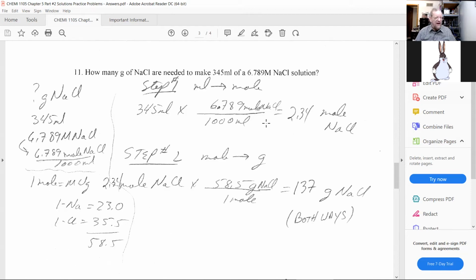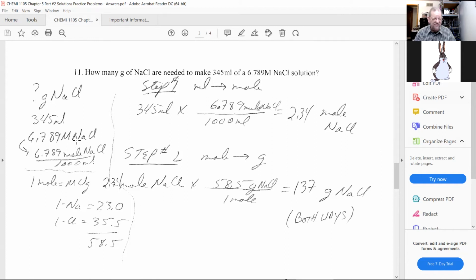Now, let's look at number 11. How many grams of sodium chloride are needed to make 345 milliliters of a 6.789 capital M NaCl solution? What are you being asked to find? Grams of NaCl. What are you given? How many milliliters?